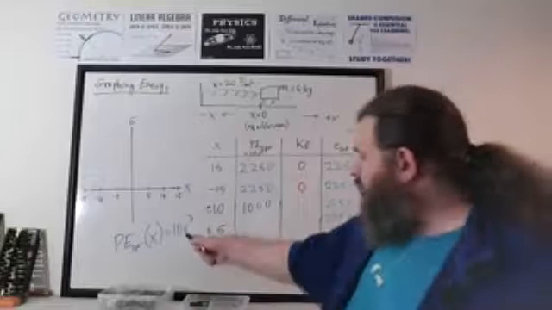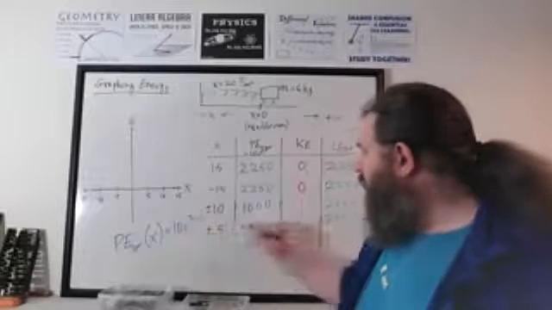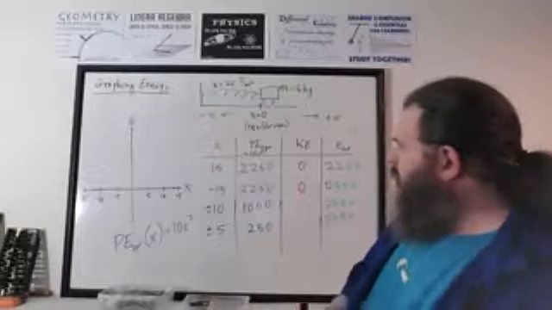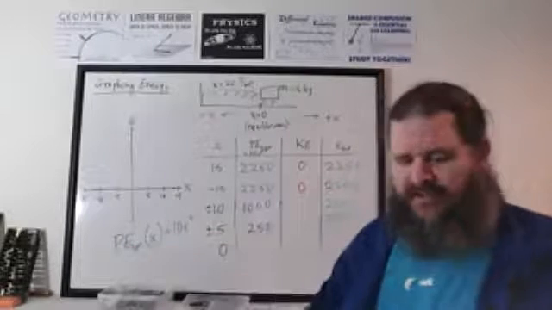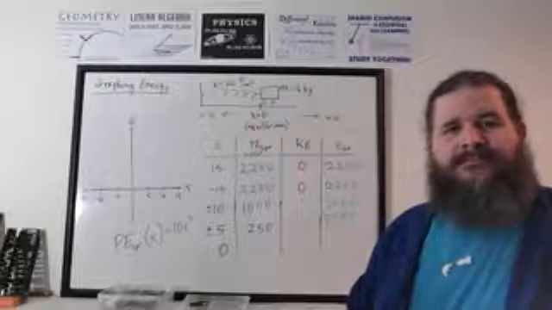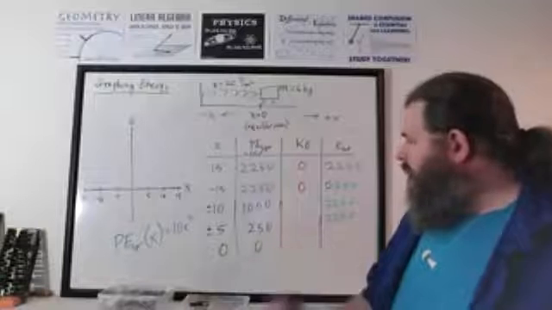Yeah, 5 squared is 25, or -5 squared, also 25, times 10, 250. And let's also throw in 0. If x is 0, what's the spring potential energy going to be? Yeah, also going to be 0.